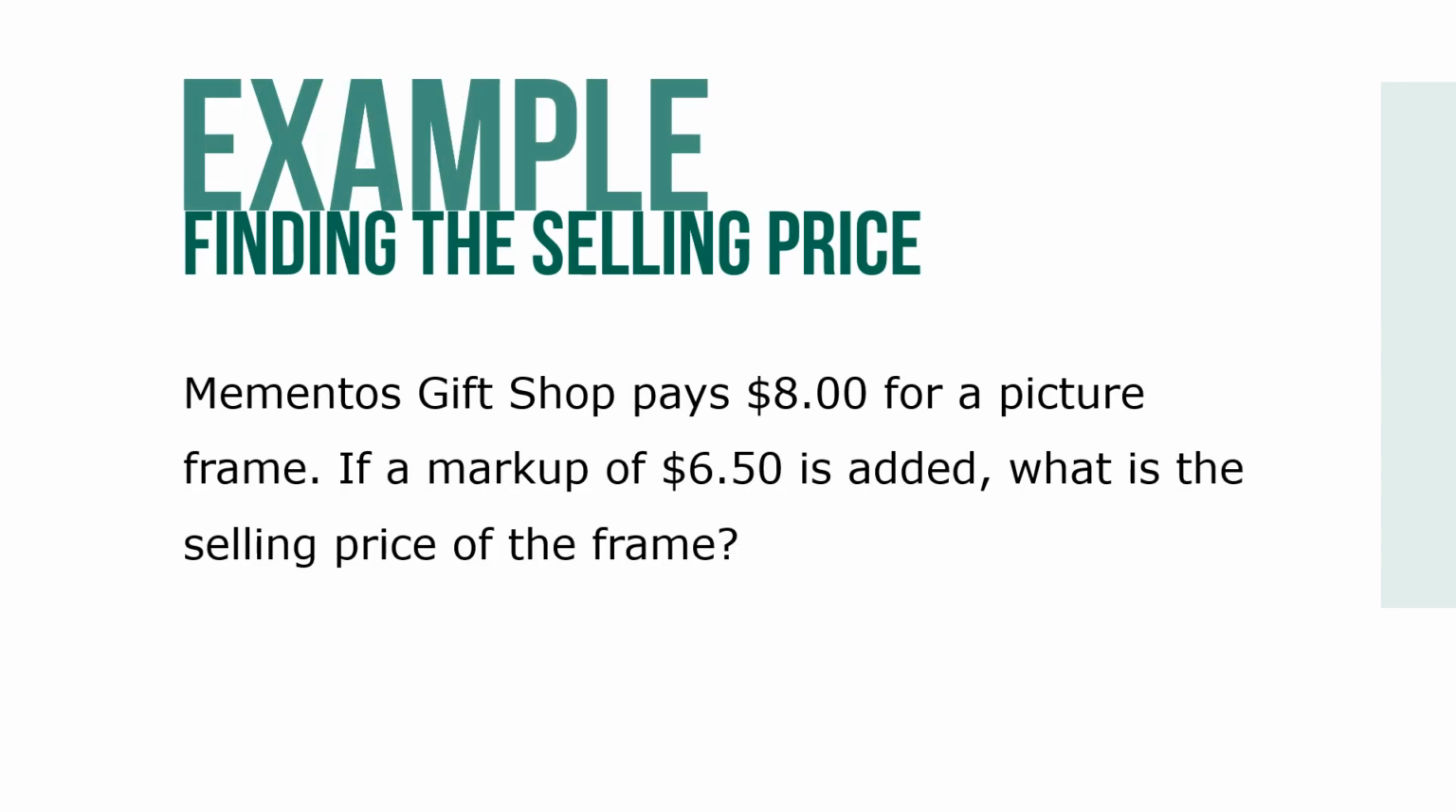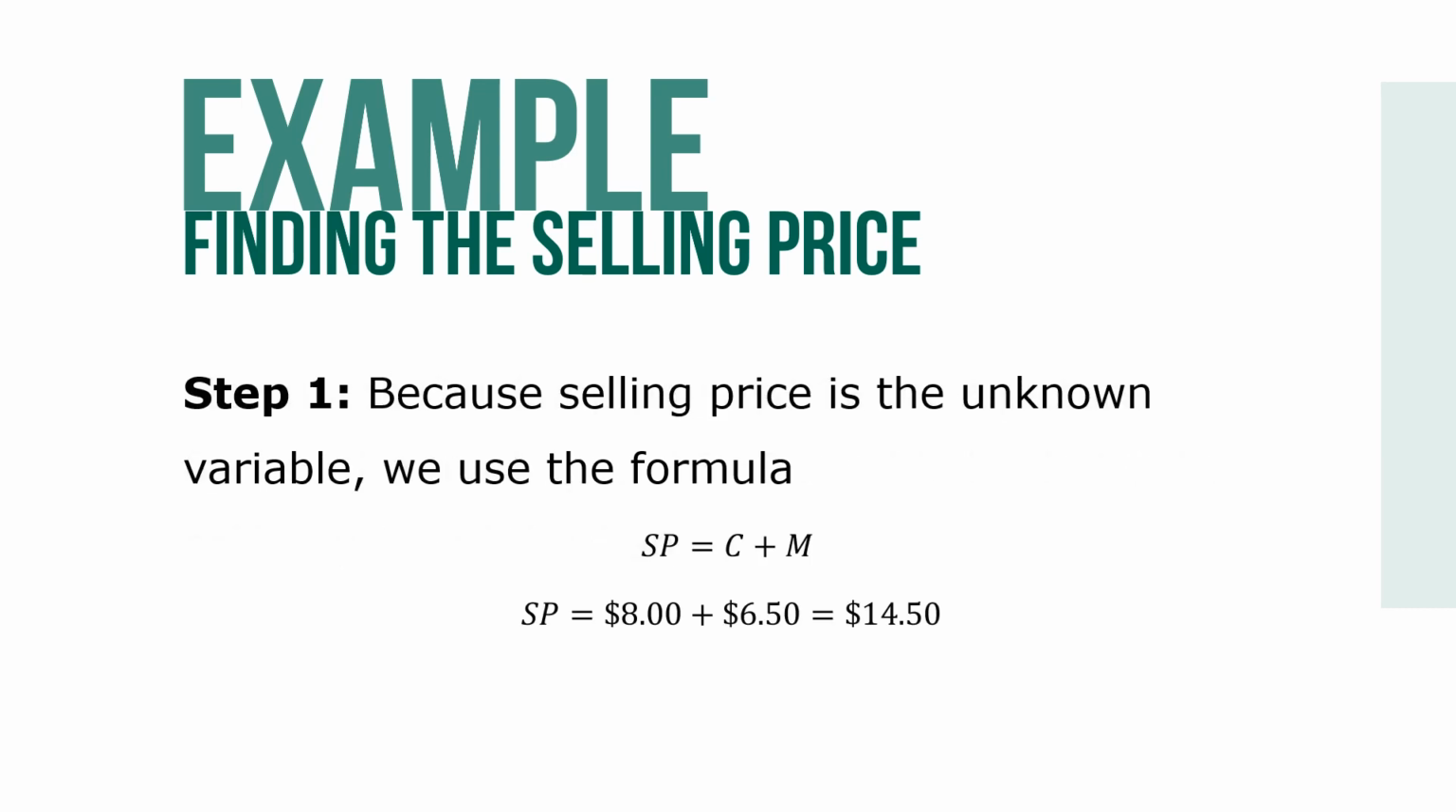Here's an example. Memento's gift shop pays $8 for a picture frame. If a markup of $6.50 is added, what is the selling price of the frame? Because the selling price is the unknown variable, we use the formula SP equals C plus M. So that means $8 plus $6.50 equals a total selling price of $14.50.